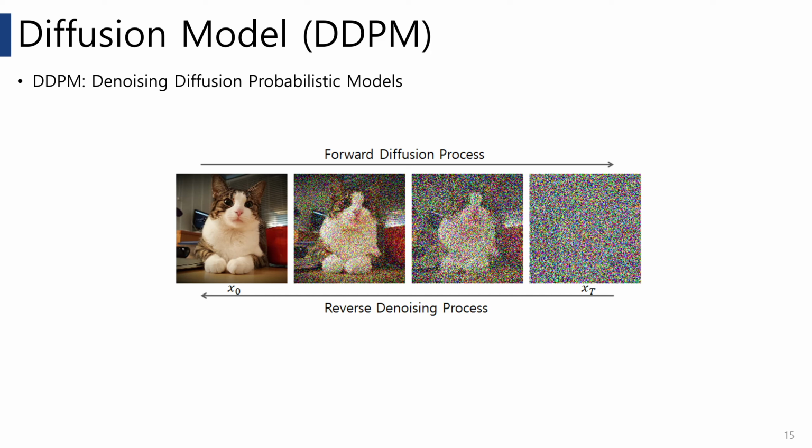The DDPM, which stands for Denoising Diffusion Probabilistic Model, is a probabilistic generative model that progressively adds noise to data and removes it to reconstruct or generate images. In this video, instead of diving into the probabilistic definitions or equations, I'll focus on explaining the key steps and formulas that show how the diffusion model actually works.